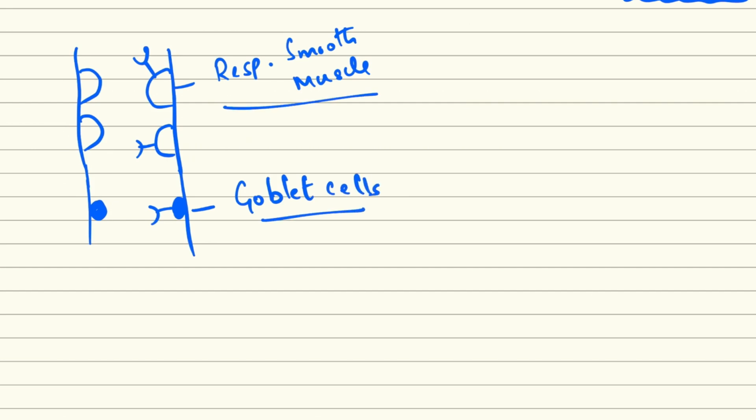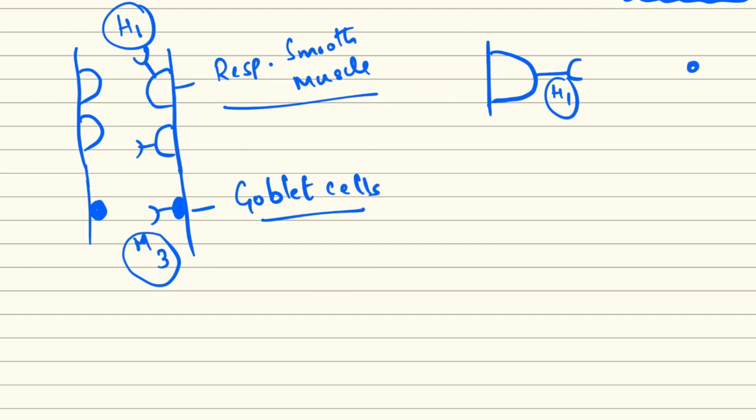These are the receptors I am drawing here for histamine. These are H1 histamine receptors, and some are muscarinic M3 receptors. They are present on the respiratory smooth muscle and goblet cells. I will zoom it out. Suppose this is the respiratory smooth muscle cell, here is the H1 receptor, and now suppose this is the histamine molecule.